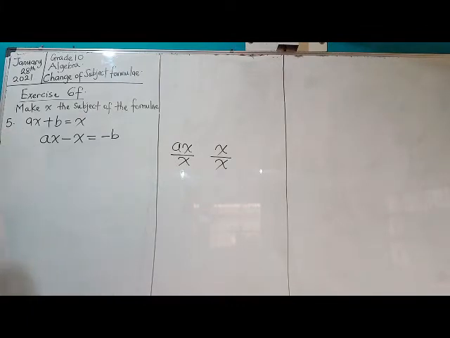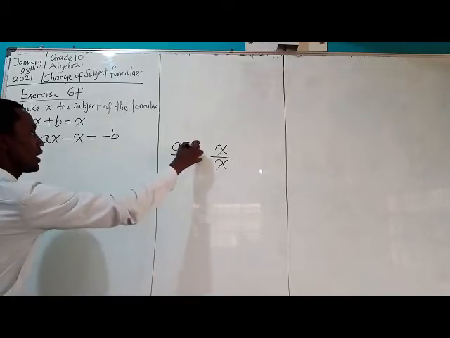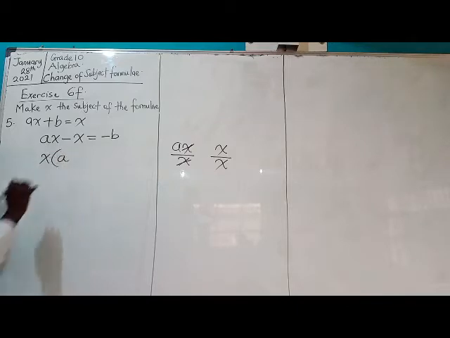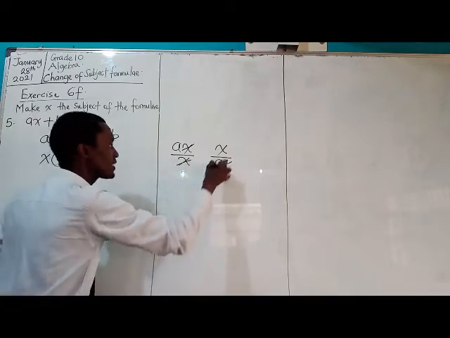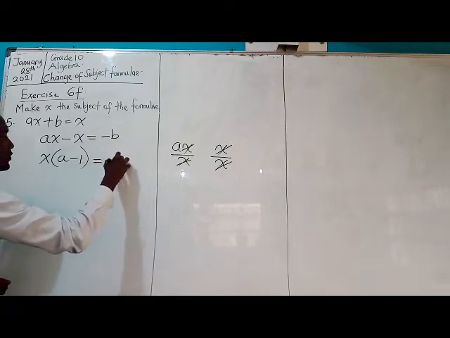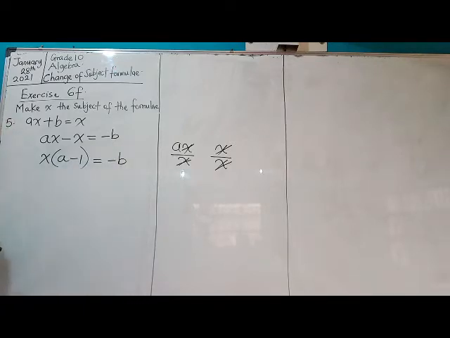To factor means to what? To apply division to the what? Content of the brackets. So what do? This go here, this go here. I factor x out, I'll be left with what here? A. Is that not? I divide this and this. Beautiful. Minus 1. It's actually your grade 8 work. And this will give you negative B. And what do I have next?